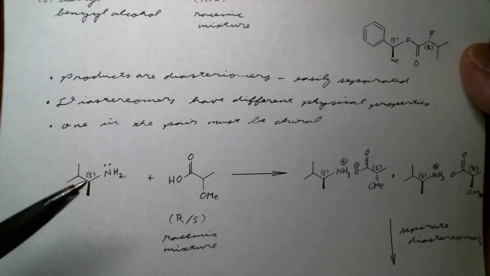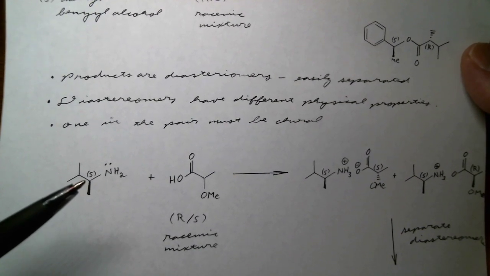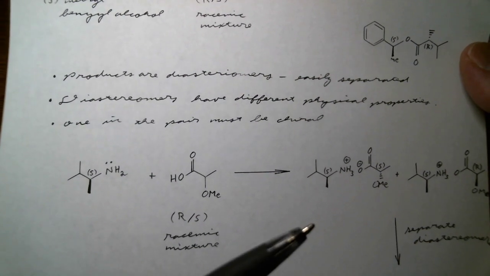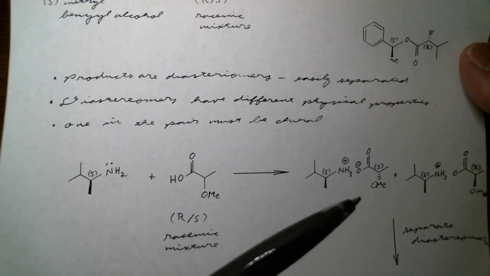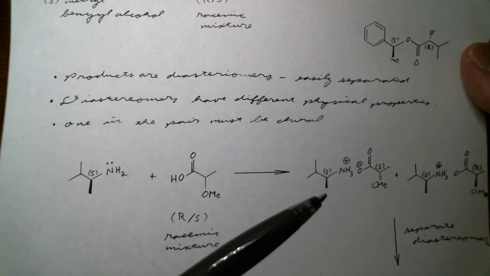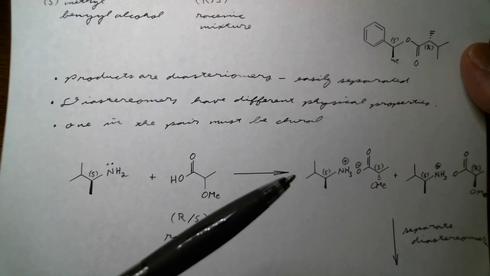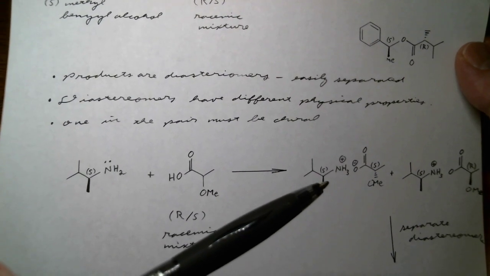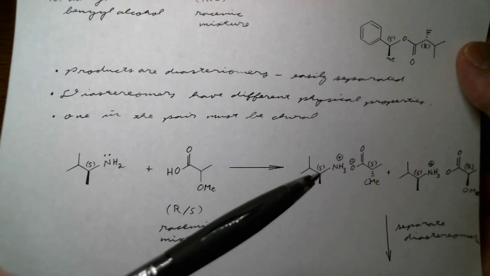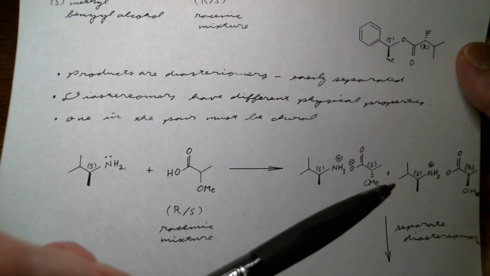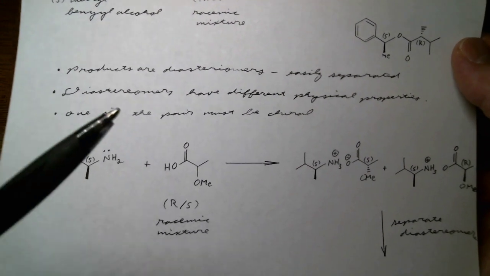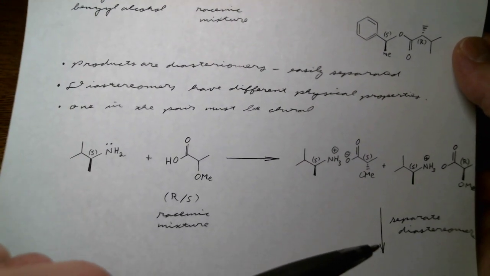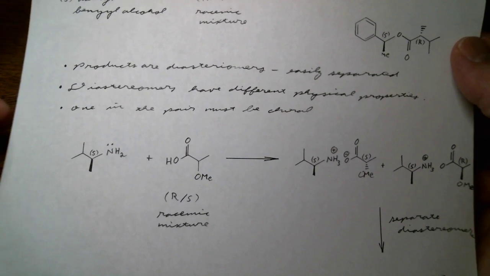We use a pure S stereoisomer for our amine, and what we end up with is carboxylate ammonium salts. So a carboxylate alkyl ammonium salt. And those salt pairs, in fact, are diastereomers. So one is S and S, and the other will be S and R. And so you can presumably separate those salts one way or another.